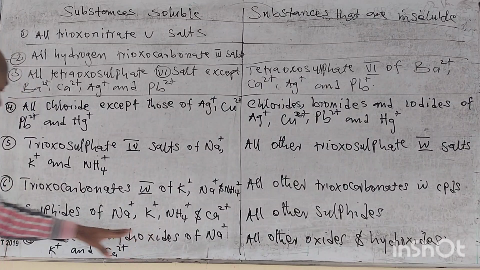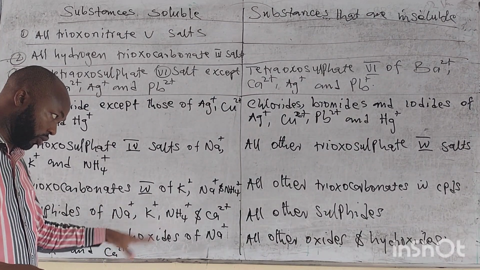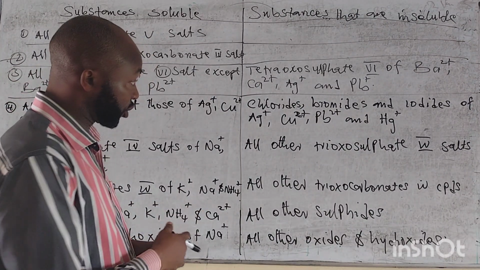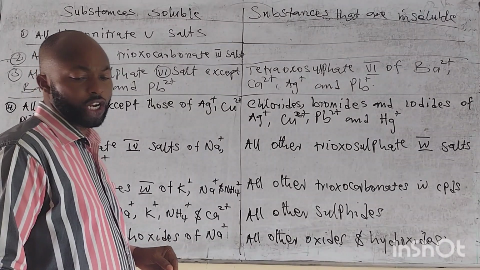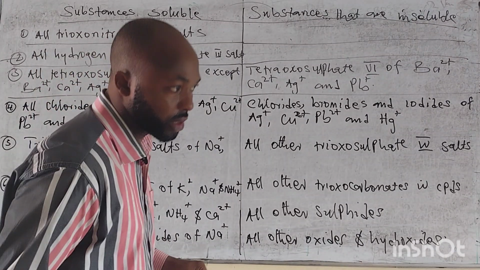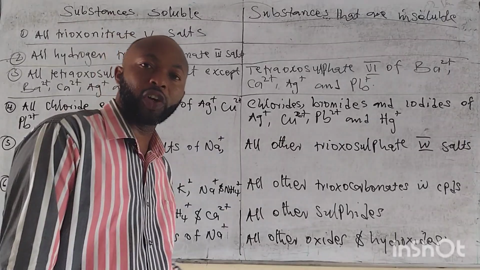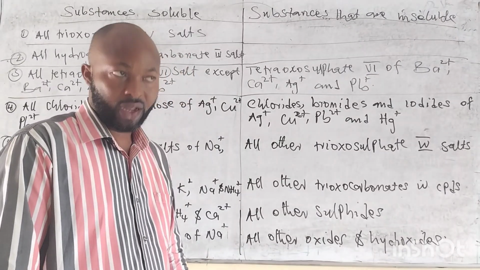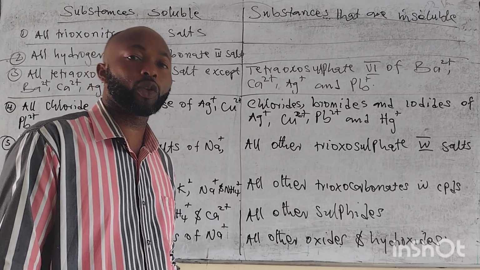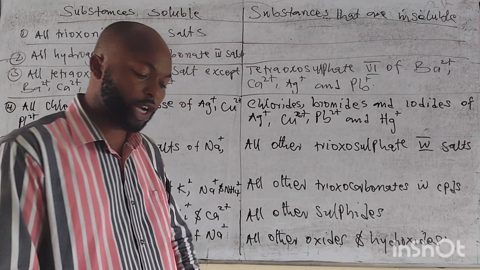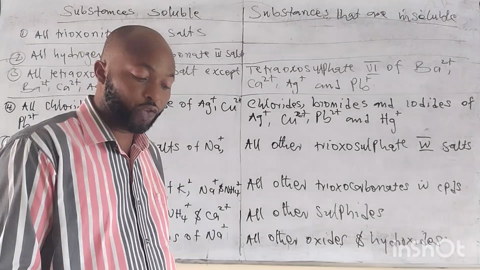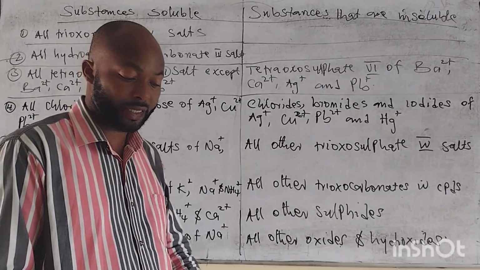Oxides and hydroxides of sodium, potassium, and calcium are soluble. All other oxides and hydroxides are insoluble. Now, the knowledge of this is very important because you will be able to figure out what the cation or the anion is. Let's see, for example, if the questions were given, let's take an exercise. They say you carry out solubility tests of the following salts and record your inferences.